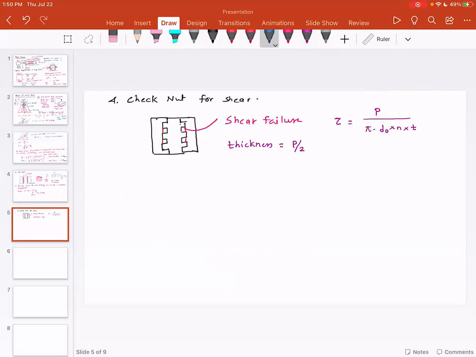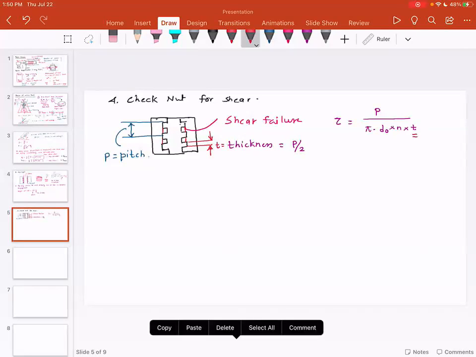So let me explain what this means. This distance from here to here is the pitch. And this is the thickness. So thickness is equal to pitch divided by 2. And that goes over here. Now, this is for the nut.